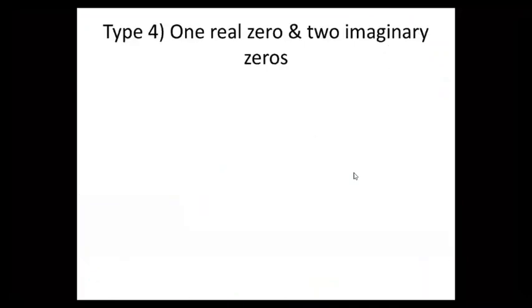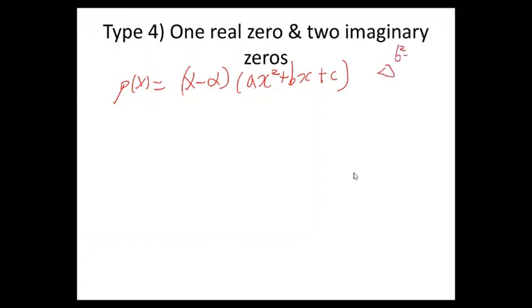So, the last one. Perfect. We have 4 types today. 1 real zero and then 2 imaginary zeros. So the form is 1 real zero, which is alpha, and then a quadratic equation with discriminant less than 0, which means you cannot have real solutions. The discriminant, which is b squared minus 4ac, is less than 0. And a is not 0.